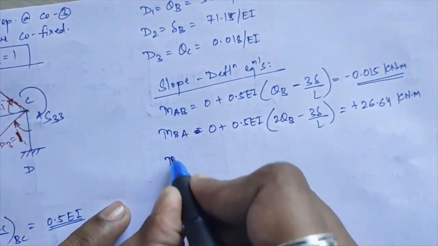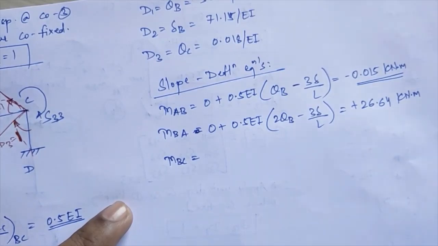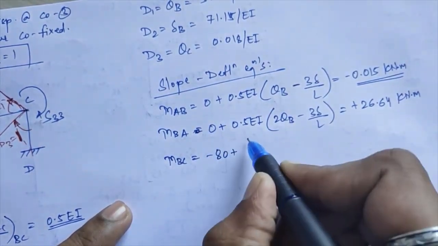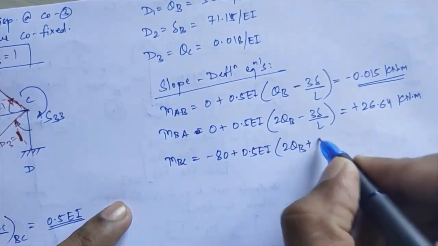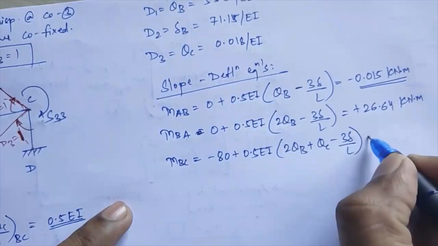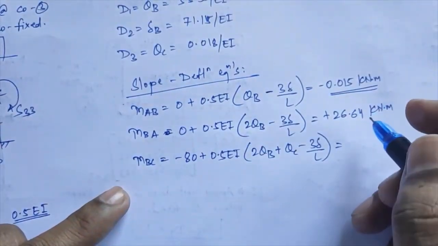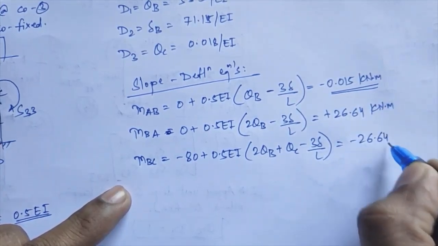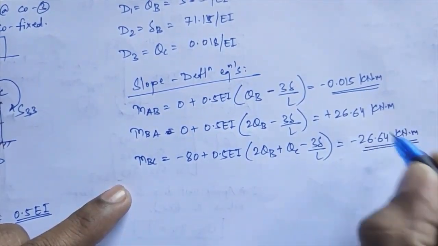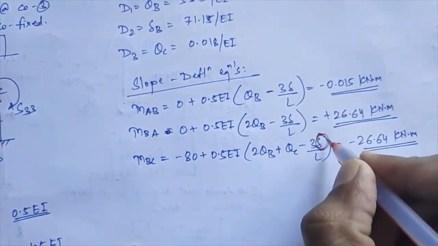Right. Next MBC. For MBC I am having MFBC, which I have calculated as minus 80, plus 2 EI upon L, again 2 by length is 4, so that will be 0.5 EI into bracket 2 theta B plus theta C minus 3 delta upon L. So here you have to substitute theta B, delta and theta C also. Substituting this, I am getting minus 26.64 kilonewton meter.